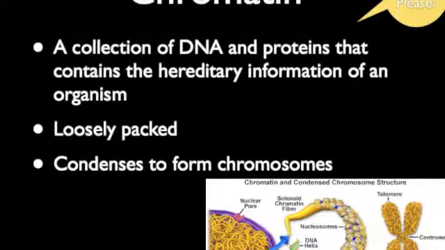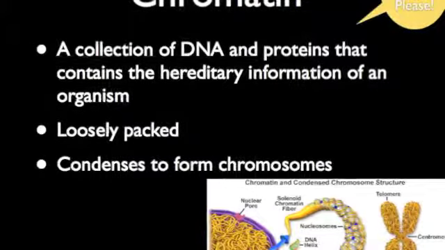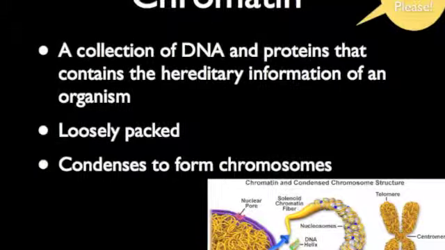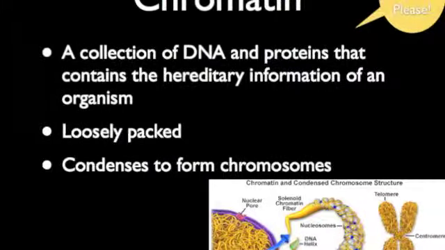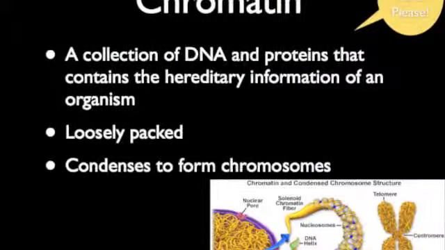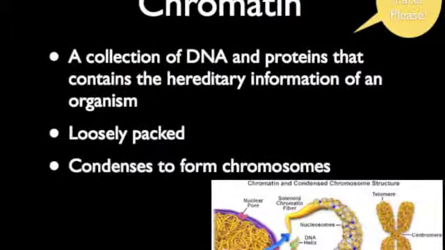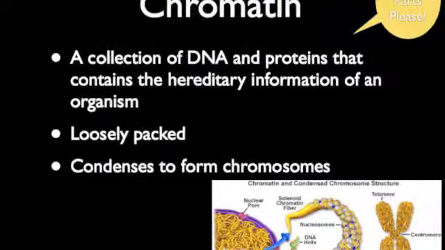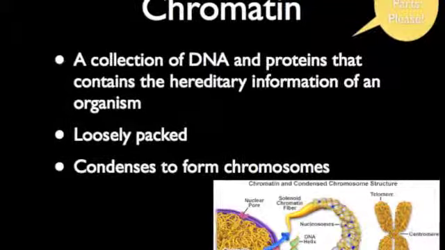Chromatin is a collection of DNA and proteins that contains the hereditary information of an organism. The chromatin is loosely packed during interphase to allow for easy access for gene expression. Prior to cell division, the chromatin condenses to form chromosomes. We'll learn about this one in Unit 6, I believe, when we talk about mitosis and meiosis.